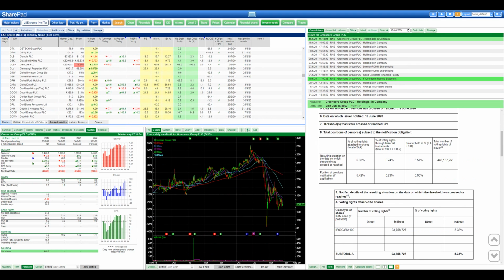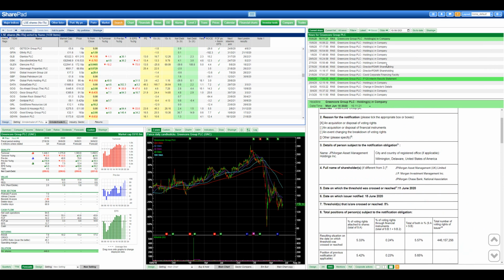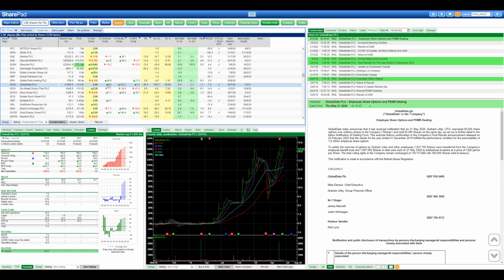And finally, we've got the news section to the right-hand side of the screen here. What I like about the news section with SharePad is color coding. Just like everything else here, it's all got to do with the color. Color puts everything into context. So, this is just a basic overview, but you can see here, if I click on, Globe Data, for instance, I haven't looked at half of these companies.